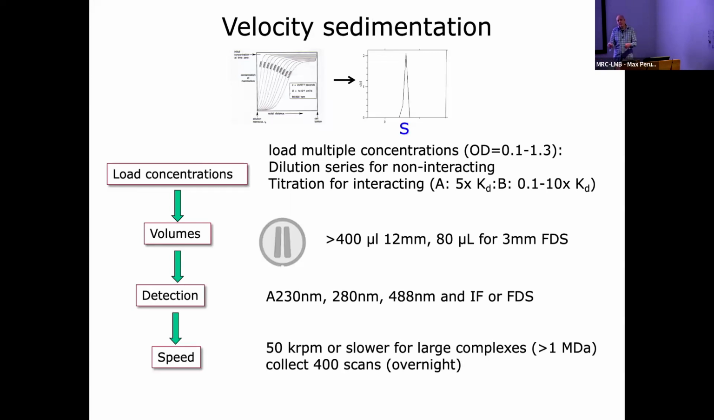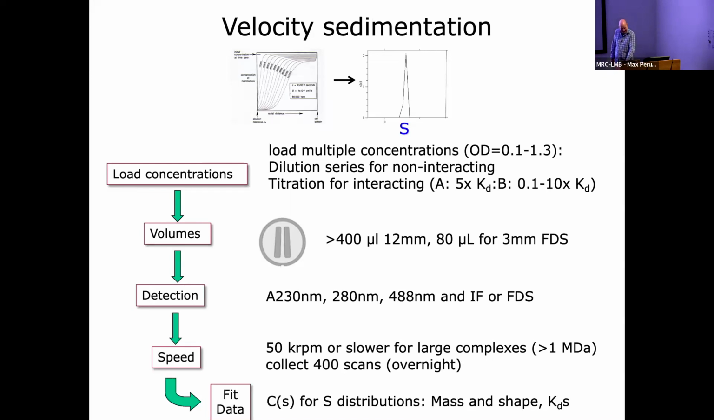Usually the speed, in the normal run of things, we'll just do at 50,000 RPM and collect 400 scans. Obviously, if something becomes a lot bigger, then you can slow down the speed so you can capture how things sediment. And then you can fit and get the mass and shape, and hopefully some KDs.